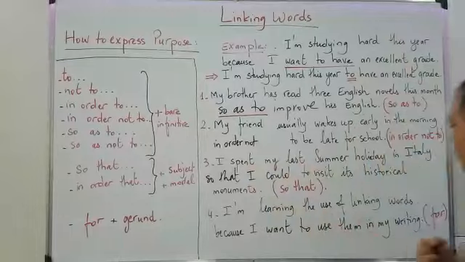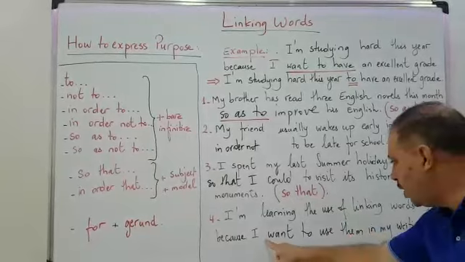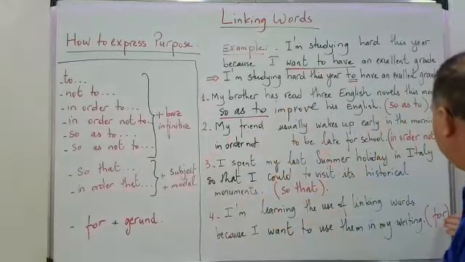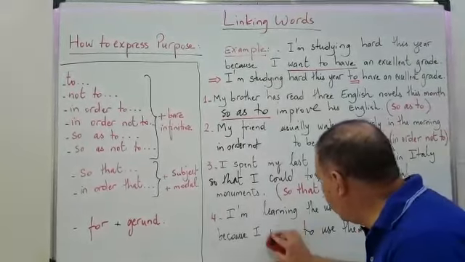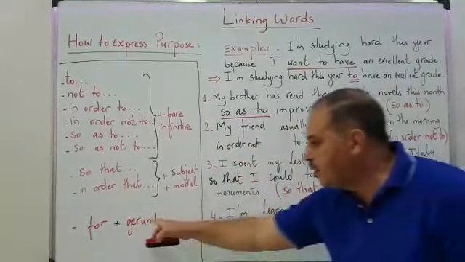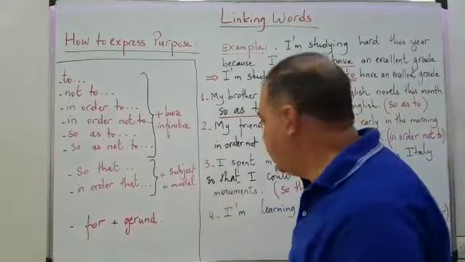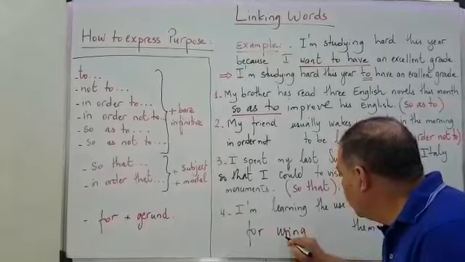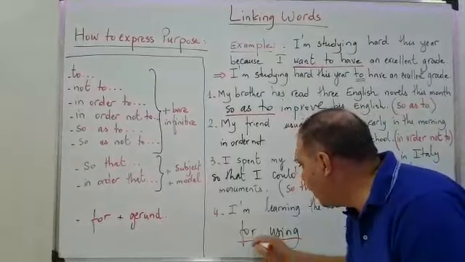Now I'm learning the use of linking words because I want to use them in my writing. The same thing. Here is the intention, here is the goal. Now we're going to change this by using just for. So I'm going to drop this, because I want to. And look, we have for, so plus gerund. So, for example, I'm learning the use of linking words. Why? For using them in my writing. So this is the gerund form because we have for.